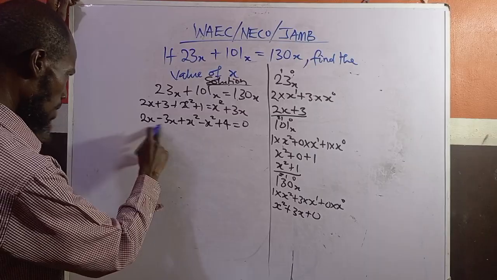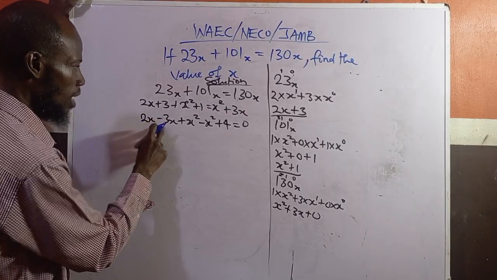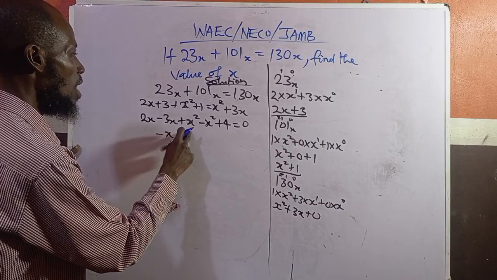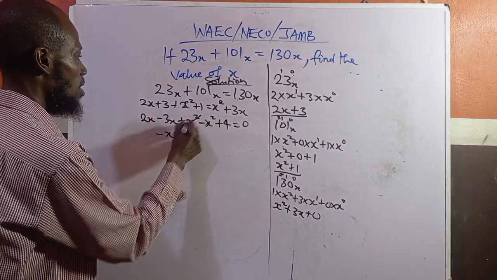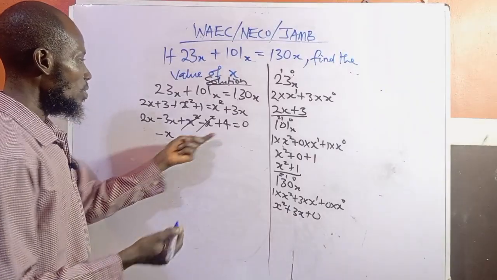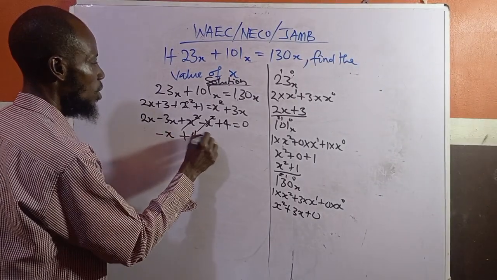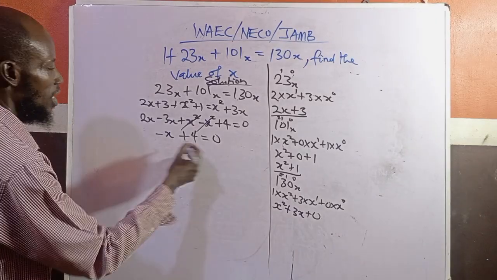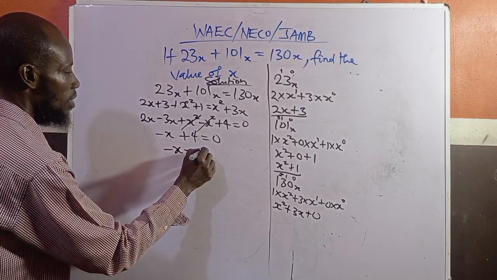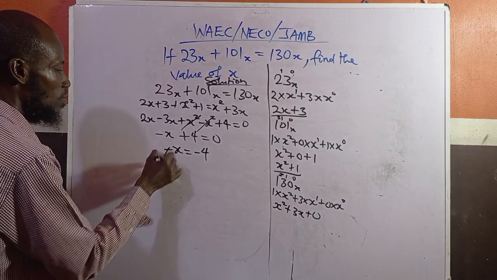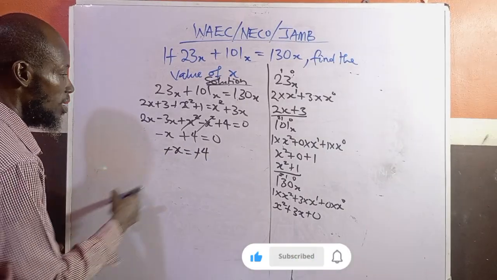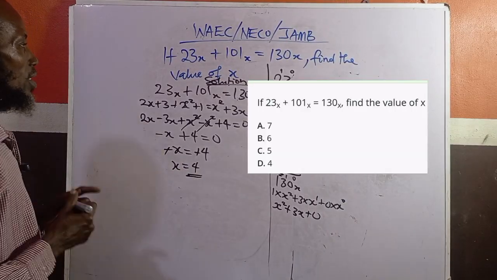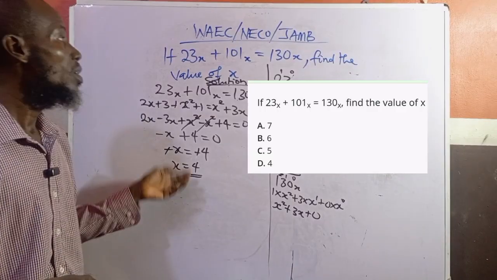So now, we can simplify. 2x minus 3x, that will give us minus x. And for this, so plus x squared minus x squared, that is 0. That is gone. Here we have what? Plus 4 is equal to 0. Now from here, we move this to the other side, transpose. We have minus x is equal to minus 4. So from here on, you can cancel out the negative signs. So we have x is equal to 4. So the value of x is 4 from this question.